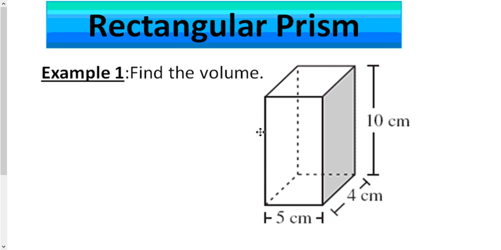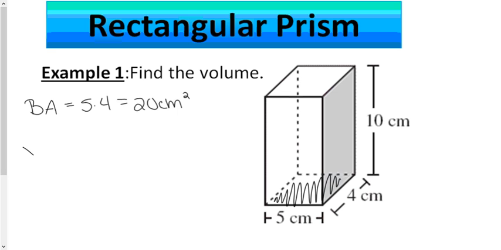So let's get right into our first problem. We want to find the volume of this rectangular prism. It doesn't tell us where all our bases are, but I'm just going to assume that my bases are right here at the bottom. So to find the base area first, since it's a rectangle, base times height, so it's 5 times 4. The area of my base is 20 square centimeters. To find the volume, I take the number I just got, 20, and times it by how tall this is. Going from this base to this base, it is 10 centimeters. So the entire volume of the shape is 200.